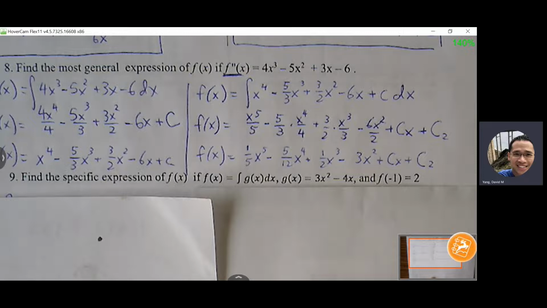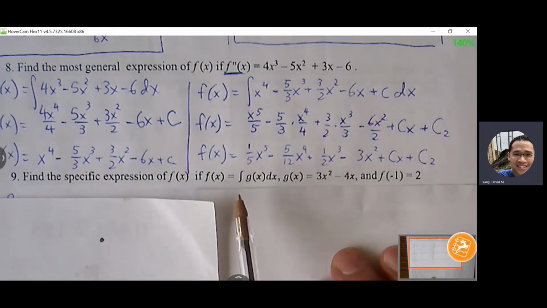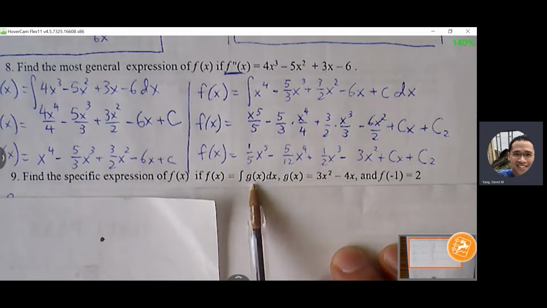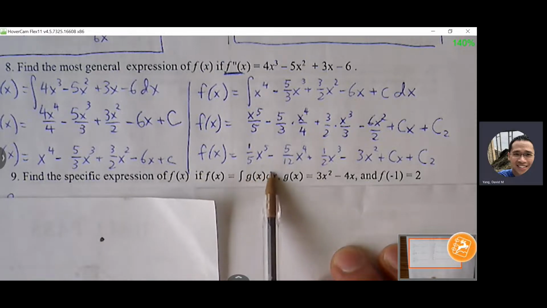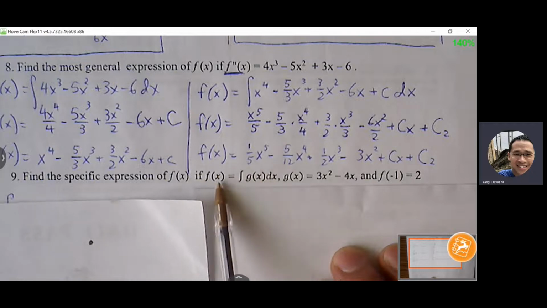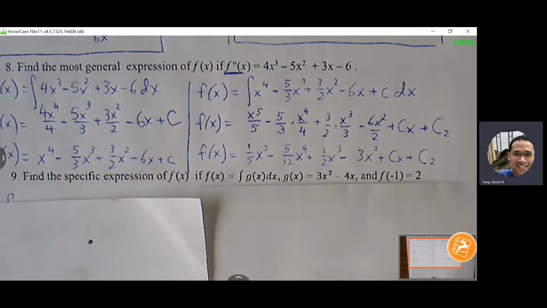Okay, number 9, find the specific expression. You have to do the integral. That's right. Here, it's only asking for you to find the integral once. We're just going to follow whatever it says. We're going to take the integral of g of x, and the resulting process will bring us up to f of x. Now, when you see a specific expression problem, you're always going to arrive at your general equation before you can get to the specific, right? You've got to get that plus c to show up before you can work to replace that plus c.